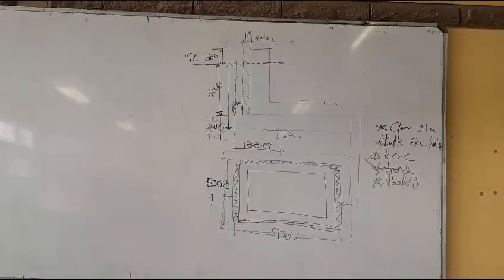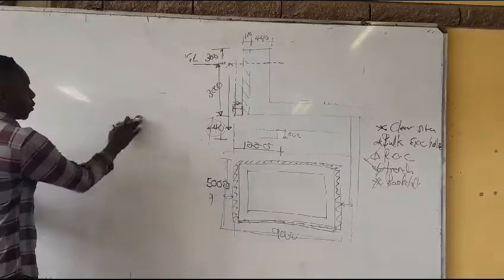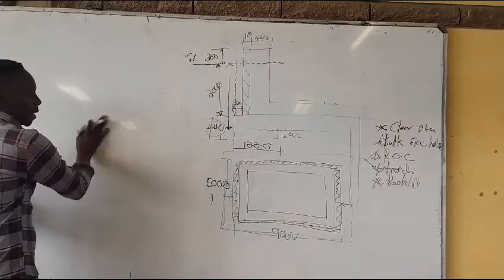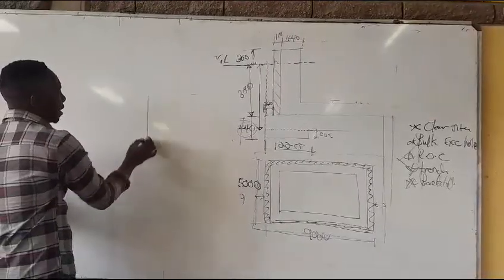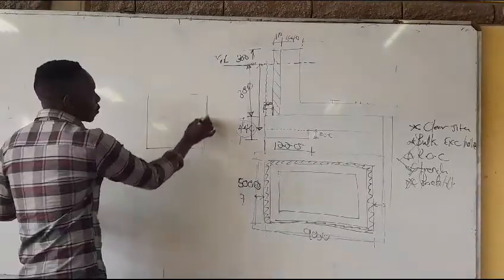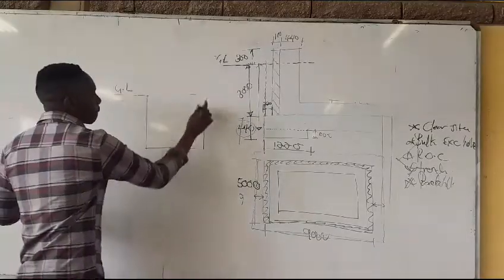So yeah, this is what we have there. It's a basement. Firstly, you have to identify the hole and the trench. I'll say it again. This is what we have. This is the ground level, the natural ground level.